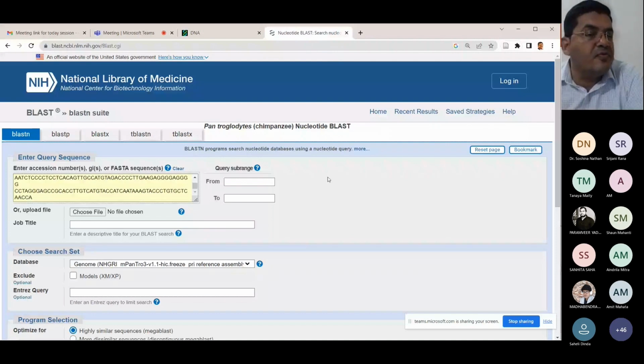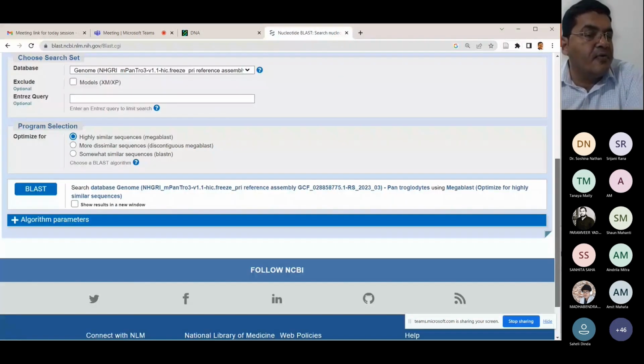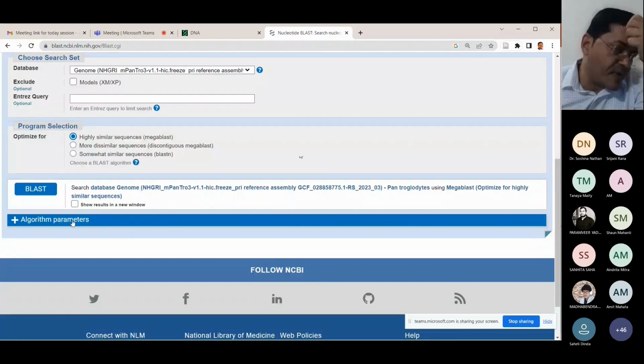So here we paste our sequence in the FASTA format. You can directly copy from there and paste the sequence here, right? And then, of course, if you want to look for options, you can look at the algorithm parameters, but generally we go by default. But I'll show you what parameters are available.